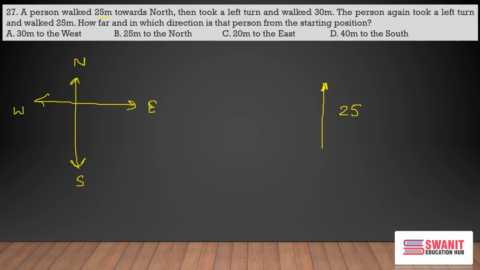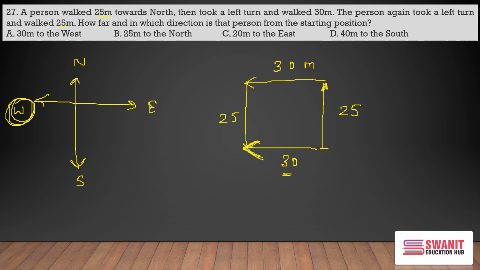Then he took a left turn and walked for 30 meters. So he took a left and walked for 30 meters. The person again took a left turn and walked 25 meters. So he took a left and walked for 25. And eventually he has reached the same horizontal line. Now the question is, in which direction is that person from the starting position? From the starting position, this is his direction, and this direction according to the standard diagram is west. And what is this distance? This should be the same horizontal distance, that is 30. So the answer is 30 meters to the west. Let's look at another question.